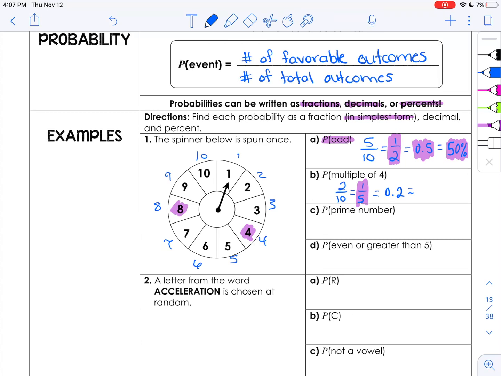Or as a percent, remember to go from a decimal to a percent, you simply move your decimal point 2 places to the right, which would give us 20%. So the probability of spinning and landing on a number that's a multiple of 4 is 1/5, 0.2, or 20%. Go ahead and highlight C and D. And let's take a look at number 2.